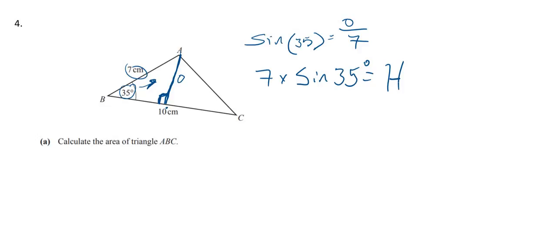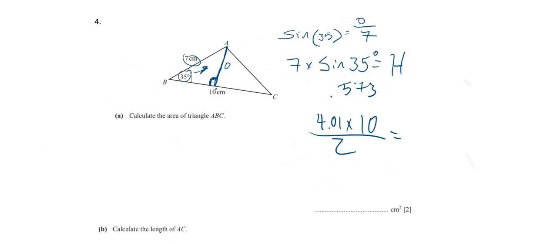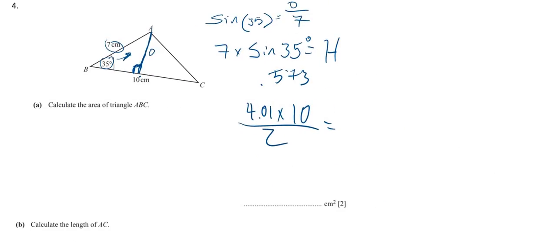And so what was the sine of that? I didn't write it down, so I'll just do it real fast. Sine of 35 equals 0.573. Multiply that times 7, and you get the height, which is 4.01. Multiply that times the base, divide it all by 2, and you have the area of this triangle, which is 20.08 centimeters squared, something like that.